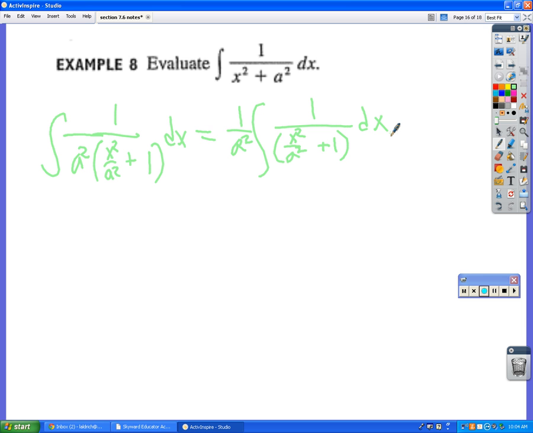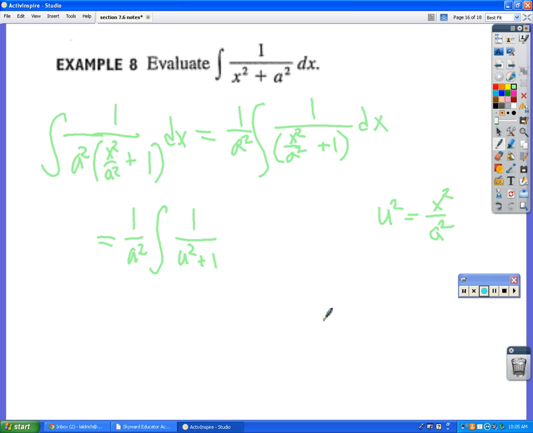Okay, so everybody's good? So when you get rid of that a squared on the bottom, let's try her method here. We would like to make this be u squared, so u squared equals x squared over a squared. Then we can write this as 1 over a squared times the antiderivative of u squared plus 1, which is exactly what we want, except we still need to change this dx into something.